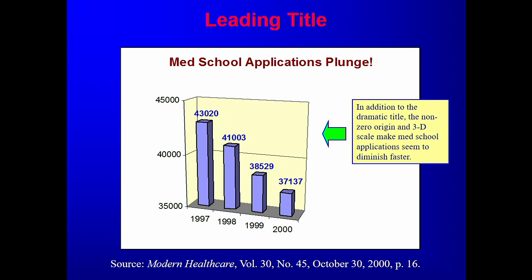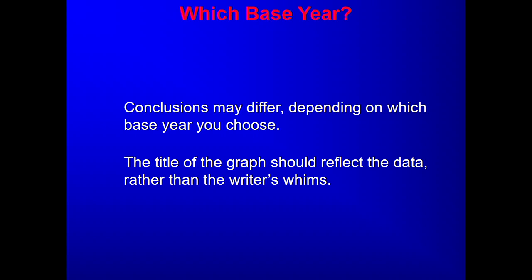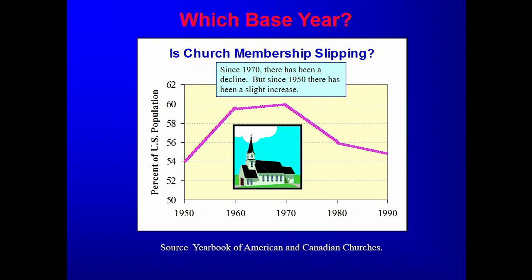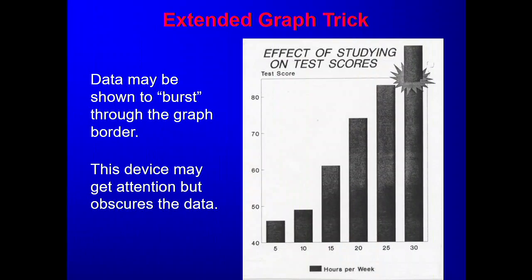So this is a dramatic title using a non-zero origin. It's a rotated graph, so there's a lot of things wrong with this. Conclusions differ. This is church membership slipping. That's a leading title. Well, yeah, it's slipping since 1970, but it's actually up since 1950. So generally we want to use just a statement here, like church membership since 1950. Estimated data is a problem. If you're estimating data, you should clearly denote it, like, hey, this fourth quarter results aren't in, this is estimated data, that needs special things.